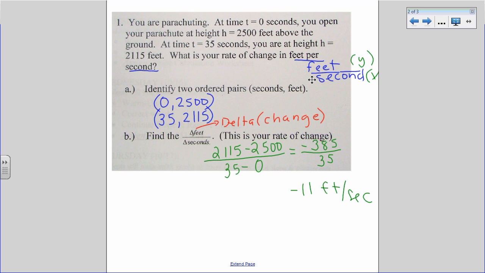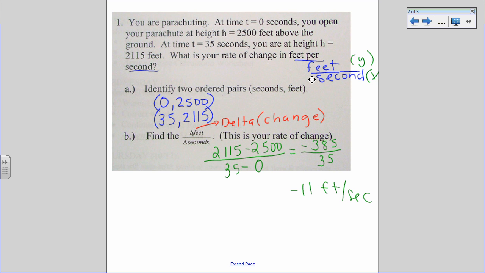Why? Why not positive? You're decreasing, ladies and gentlemen. You're parachuting, correct? And what happens when you parachute? You go down. So should your slope be negative? Yes. If you were climbing a mountain, if you were riding an escalator, you would have a positive slope. So you need to think about the situation to make sure that your answer makes sense.